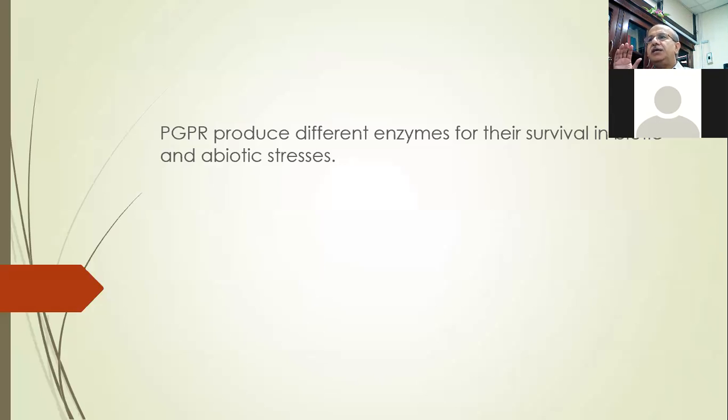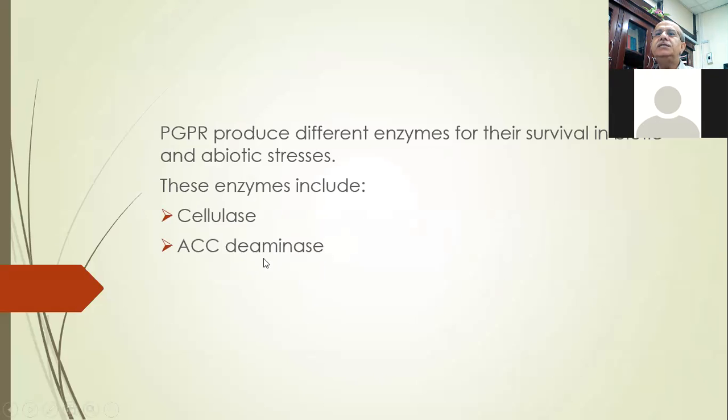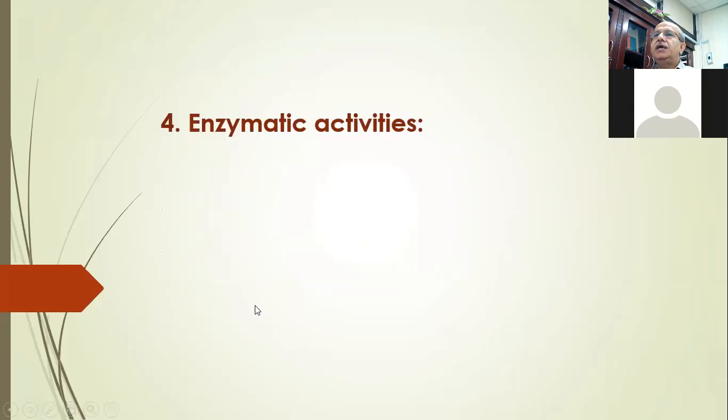So when there is any biotic or abiotic stress, the PGPR produce certain enzymes. Those enzymes are cellulase, ACC deaminase, chitinase, and these enzymes help the plant to grow even under stressful conditions. The next mechanism is enzymatic activities.